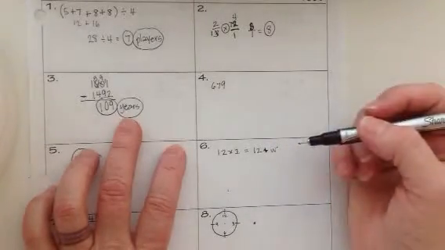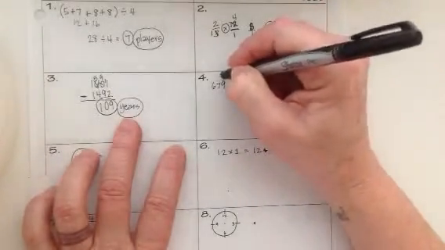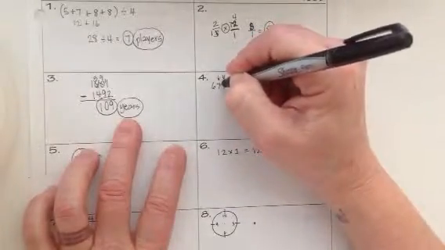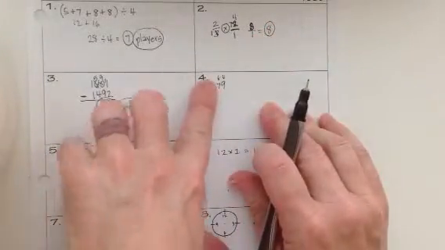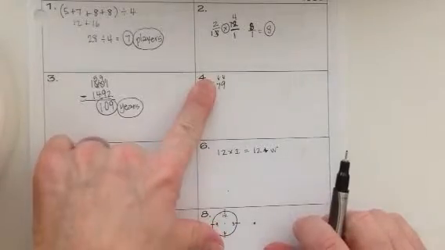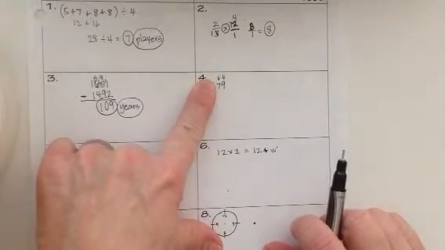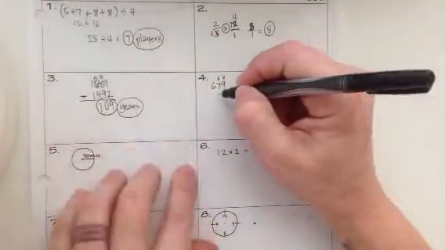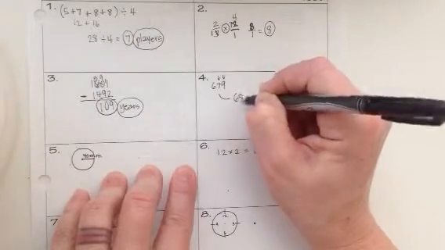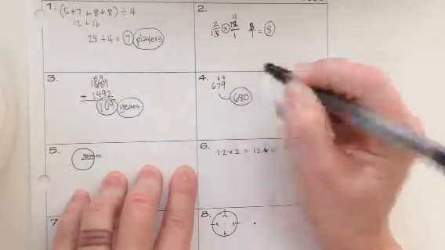Now, number 4 says round 679 to the nearest 10. Well, this is the ones, this is the tens. So to the nearest 10. So think to yourself, well, is 79 closest to 70 or to 80? Well, of course it's closer to 80. So to round that, it would be 680. That would be the number.